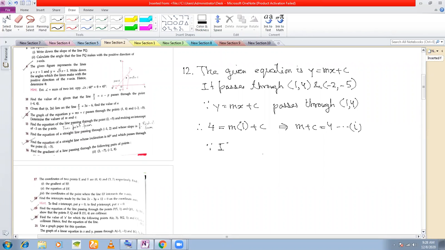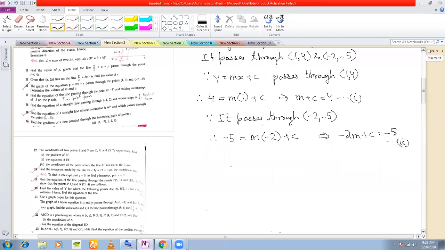Now we use the second point. Since it passes through (-2, -5), put y = -5 and x = -2 in y = mx + c. Again, you get an equation in m and c. Call this equation number 2. We solve these two simultaneous equations and we can get m and c.